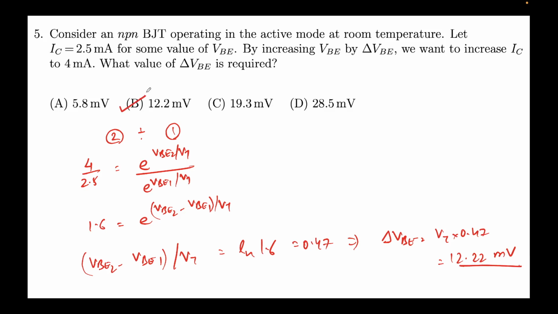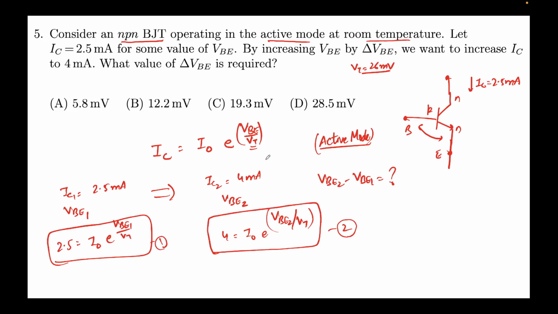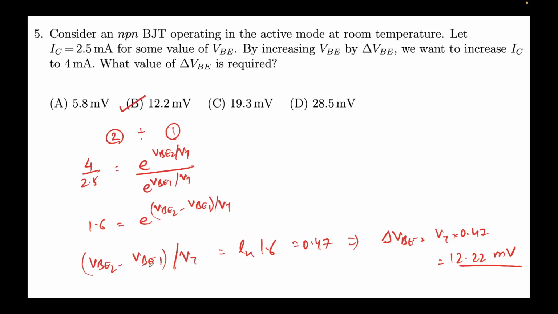And that's how we did this problem. Just to summarize, this is the expression that dictates the current flowing through a BJT in active mode. There are two cases given, one when IC equals 2.5, second when IC equals 4, and naturally they correspond to different VBE because we are not changing VT, we are not changing I0. So I wrote these two expressions and then we divided them to obtain the value of delta VBE, which is VBE2 minus VBE1, which comes out to be 12.2 millivolts. So B is our option here.